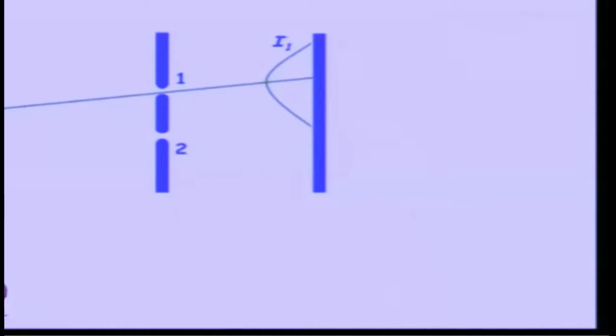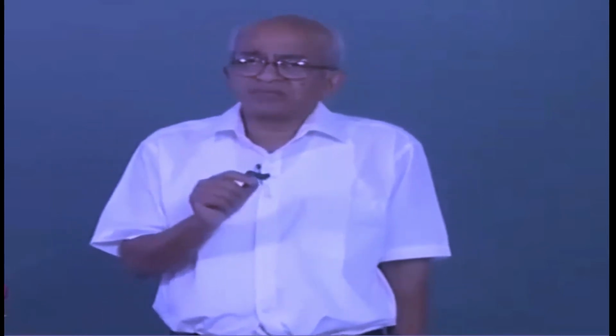So as you plot the intensity, what are you going to get? You will get a curve which has a maximum like the one that is shown in the figure, and as you go away from the maximum, the intensity will decrease. I am going to refer to this intensity distribution as I1. Why the subscript 1? Because I am keeping only slit number 1 open. So suppose instead of doing this, I had kept only slit number 2 open. What would be the result?